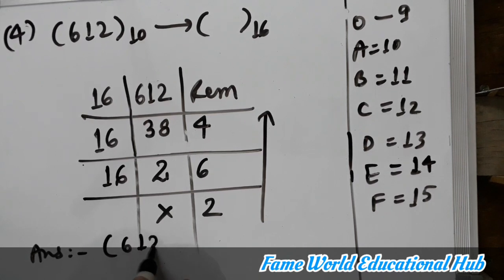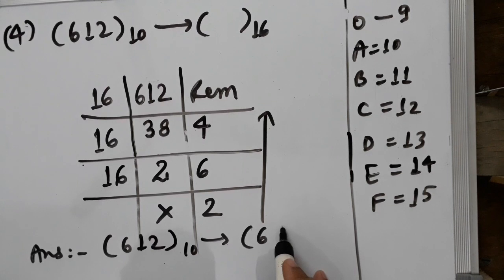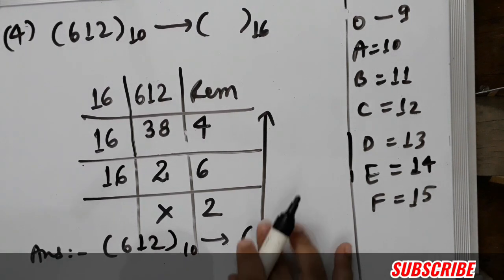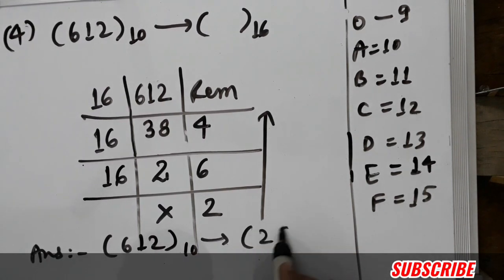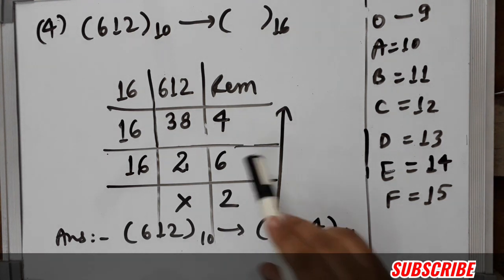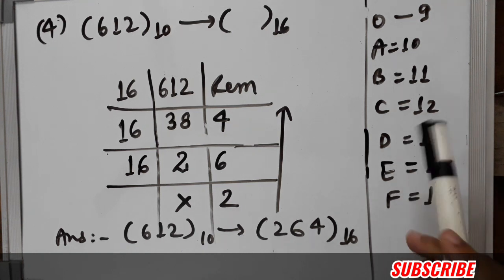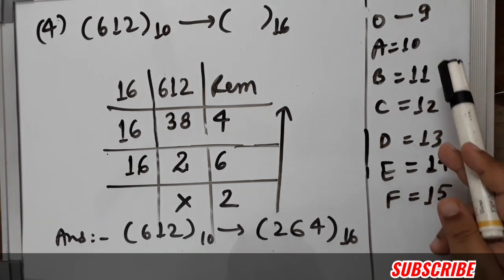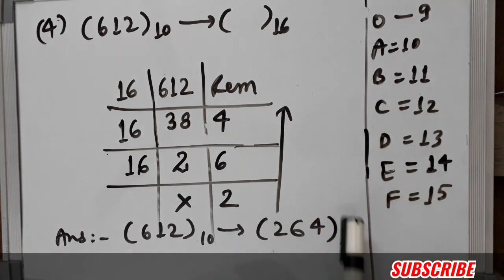And here you can see 612, and 264, and this is 16. So here you can see that it is bottom to top. So always bottom to top. And I was saying that if in any case you are getting any number in the answer that is more than 15, you know that it is 0 to 9, and after that we follow 10, 11, 12, that is A, B, C, D, E, F.